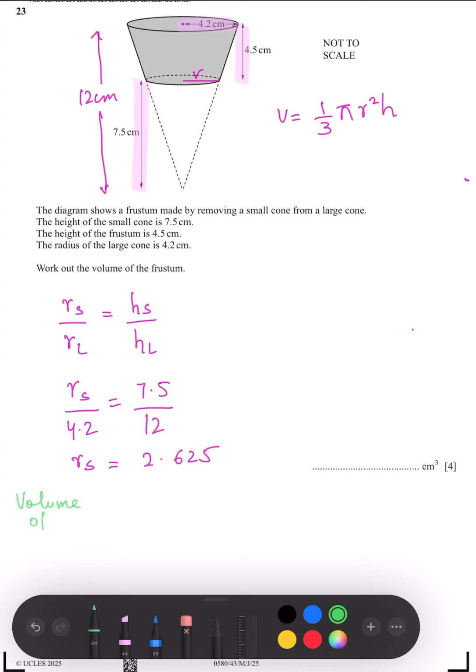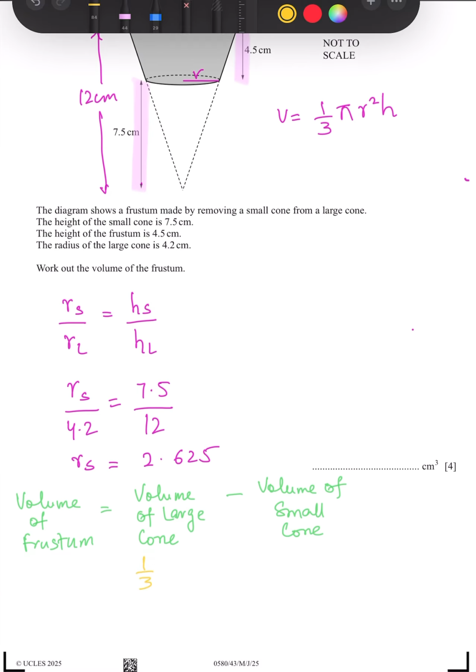Volume of frustum is equals to volume of larger cone minus volume of smaller cone. So formula is 1/3 pi r square h minus 1/3 pi r square h.